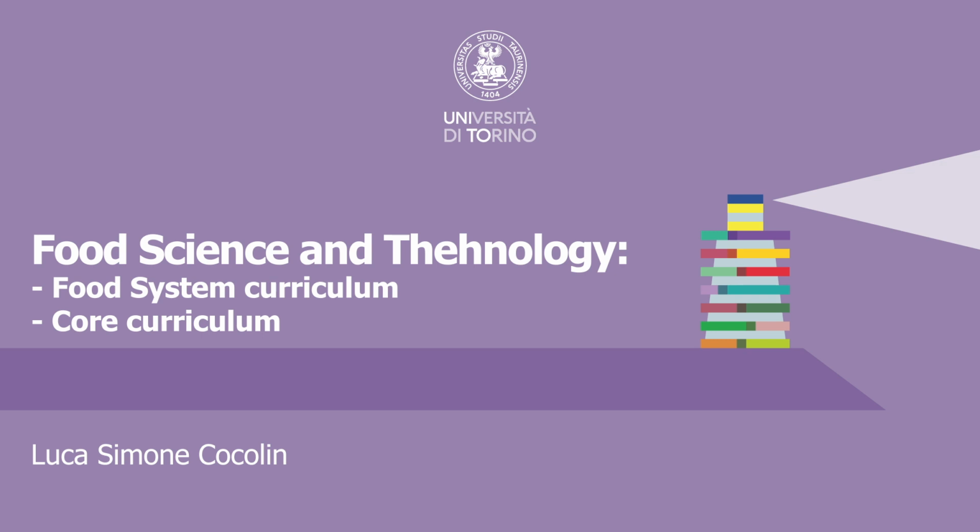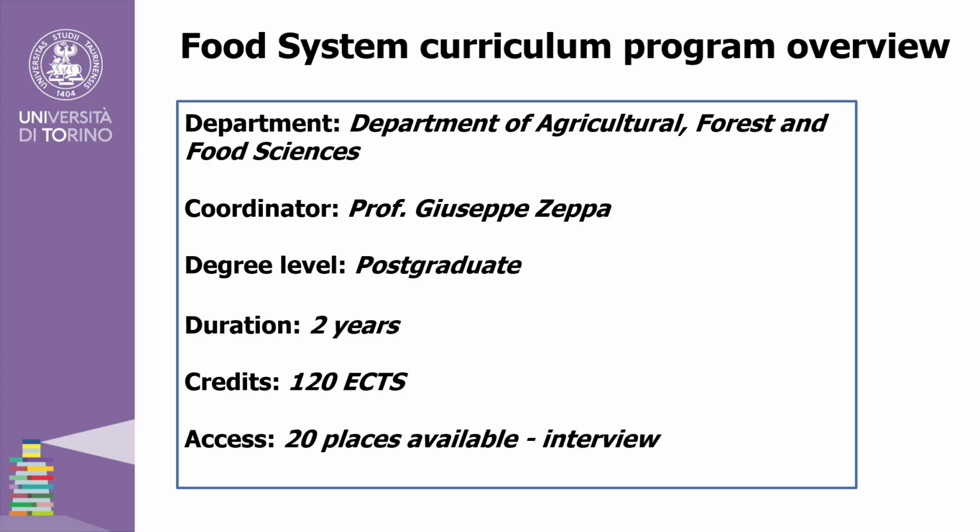I'm a professor at the University of Torino, and today my role will be to introduce the master course in food science and technology. This course is organized in two curricula. The first one is the food system and the second one is the core curriculum. Here you see some elements that characterize the food system curriculum.